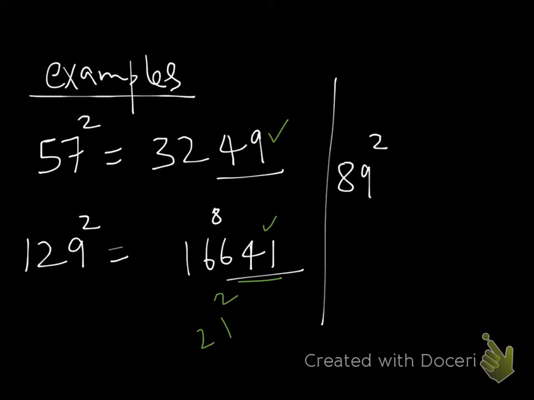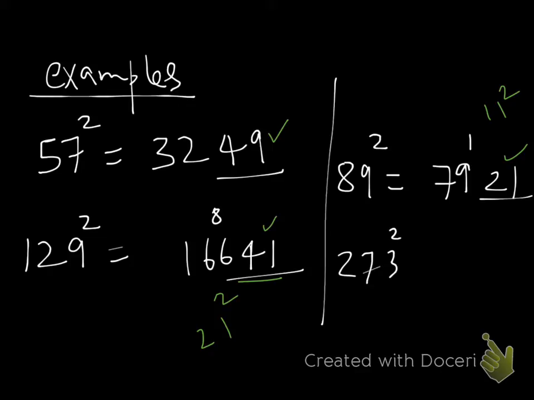Okay, another example. 89 square, pretty easy. 7921. And 21, where do we see 21? At the end of 11 square. Okay, 273 square. 27 square is 729. 26 into 3 plus 7 turns out to be 745. 74529. So we see 29. Where do we see 29? At the end of 23 square.